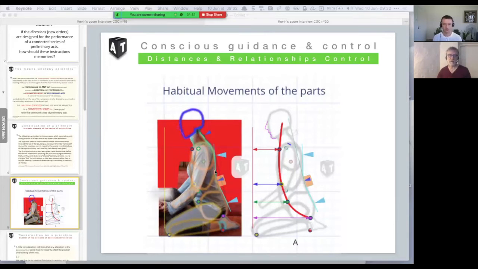So by the repeated performance of this manner of use, we enter into a physiological world, if you want, the conditions of use. The conditions of use are the result of the manner of use repeated constantly.